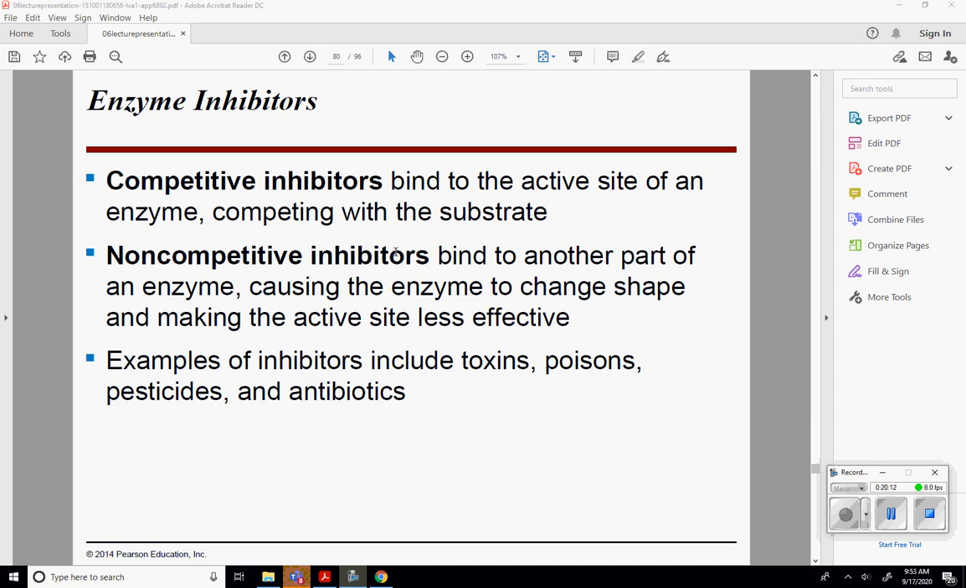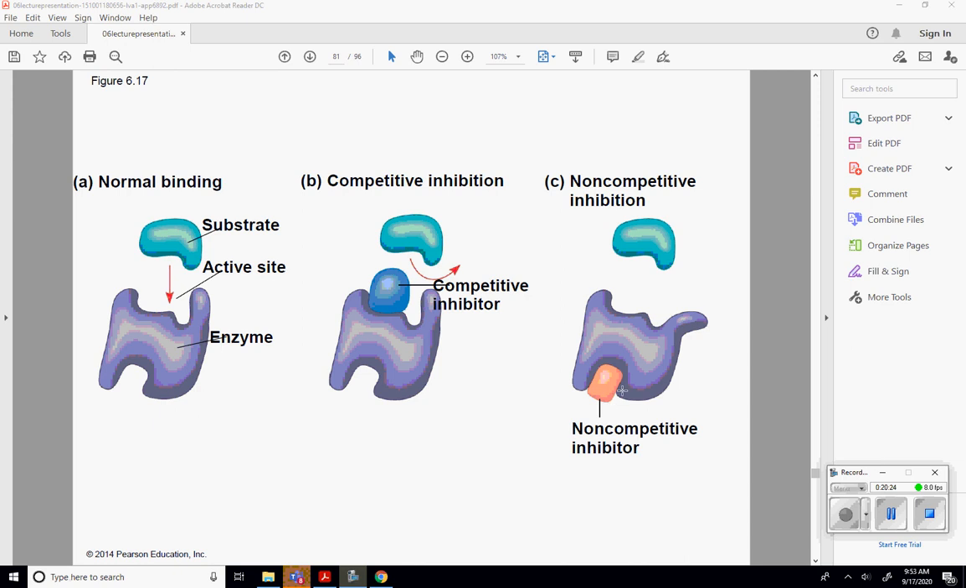And then non-competitive inhibitors bind to another part of an enzyme, causing the enzyme to change shape and making the active site less effective. So you can see right here, it's not binding to the active site. The active site's right here, but look what happened to the shape of that active site. It changed it. It's like we stuck a wedge in right there, making this end of it pinch closer together or change shape, and therefore this doesn't fit like a lock and key anymore. It doesn't work like it's supposed to. It's not on the active site, so we call it non-competitive, but it's still inhibiting it, so it's a non-competitive inhibitor.